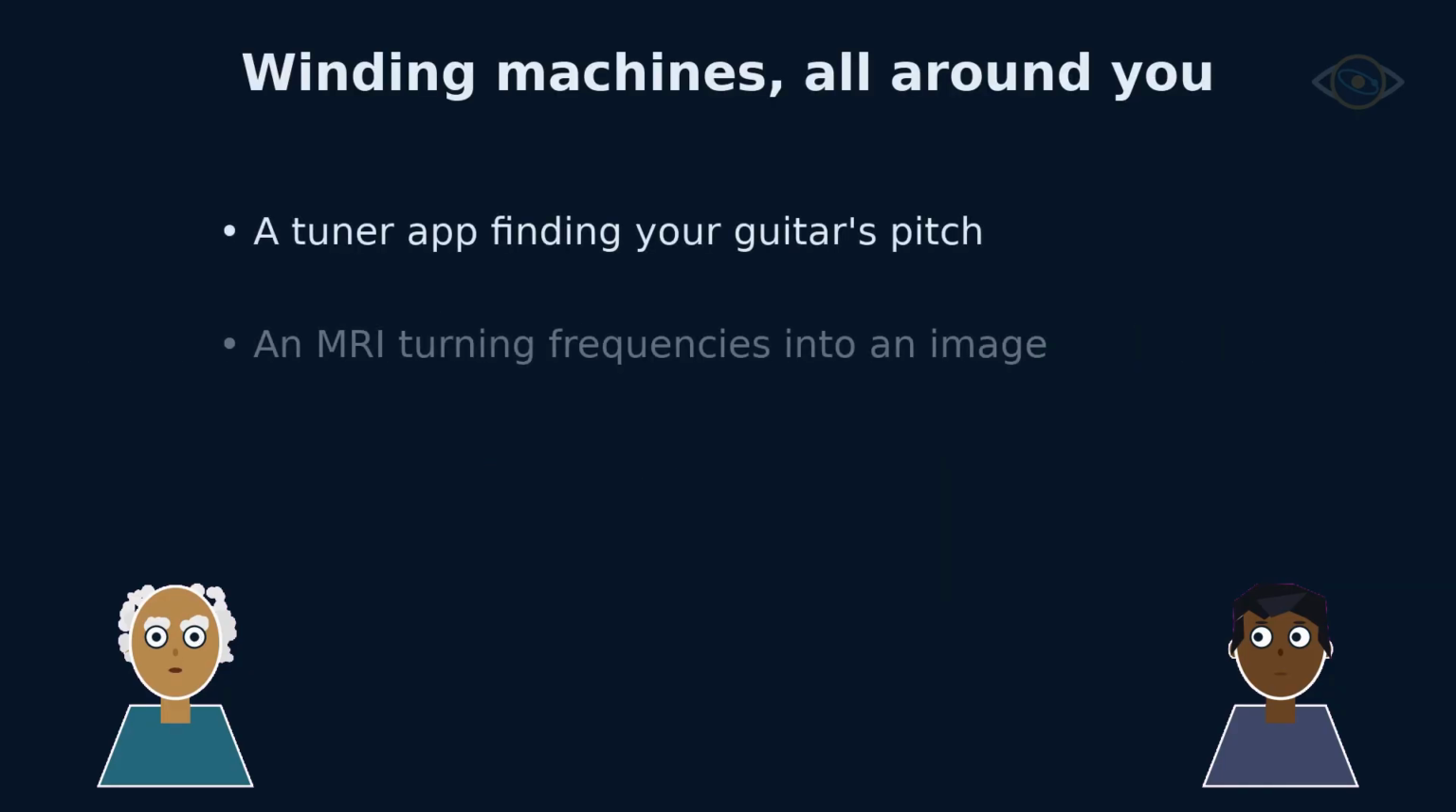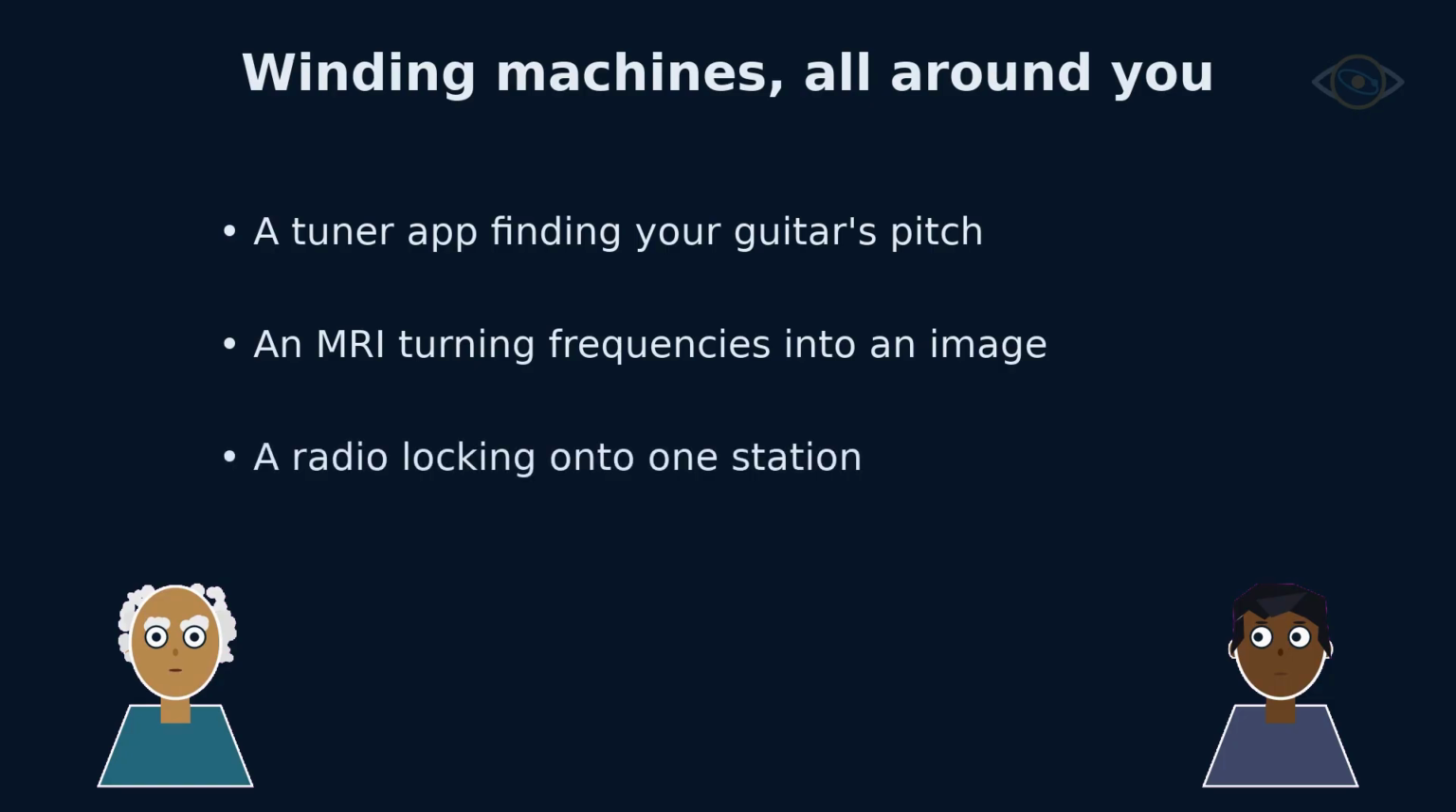So, next time a tuner names your note, an MRI builds a picture, a radio finds a station, or your headphones erase a hum, picture a winding machine, quietly spinning a signal around a circle. One idea. Hiding inside half the technology I use every day. I don't think I'll hear a chord the same way again.